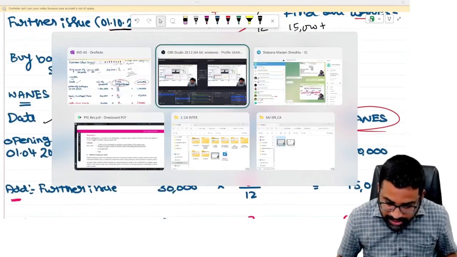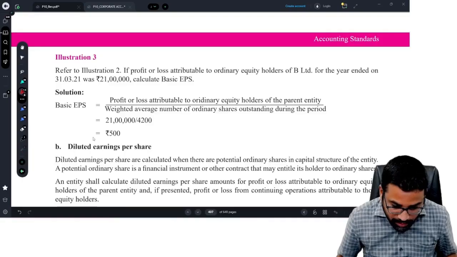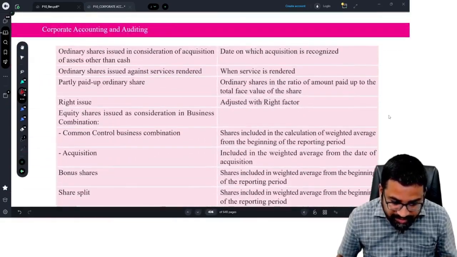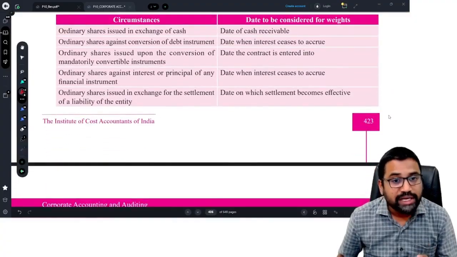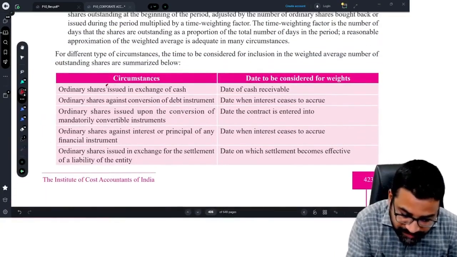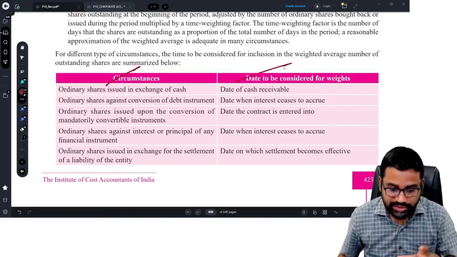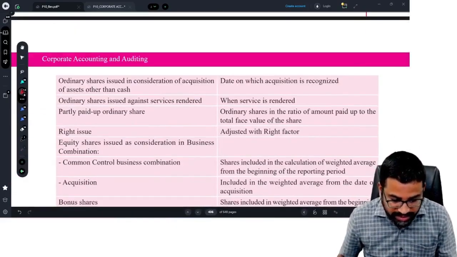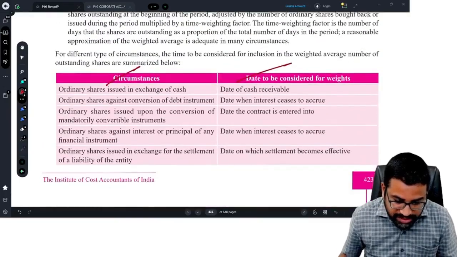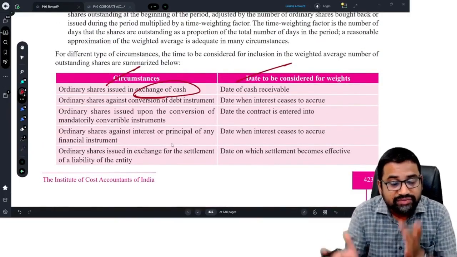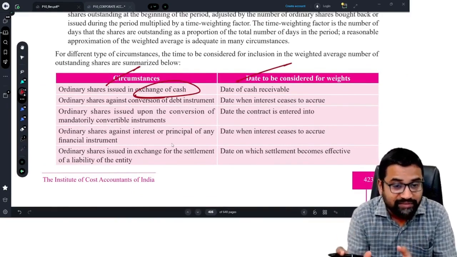Sir, one more important thing here: whenever we see this, we need to consider the weighted average number of shares, right? That means we need to multiply by the time weight factor. In different circumstances, from which date onwards do we need to consider? So there is a table. For example, when shares are issued for cash, from which date onward will these shares be considered, because we need to multiply with the time weight factor.